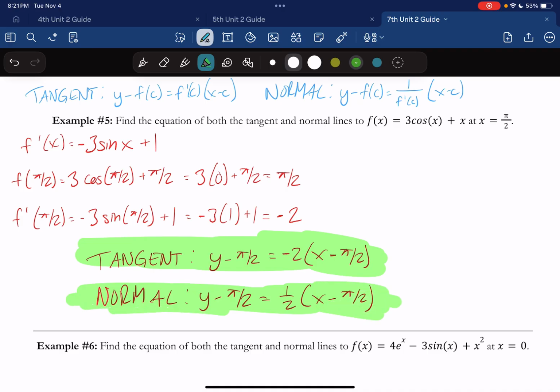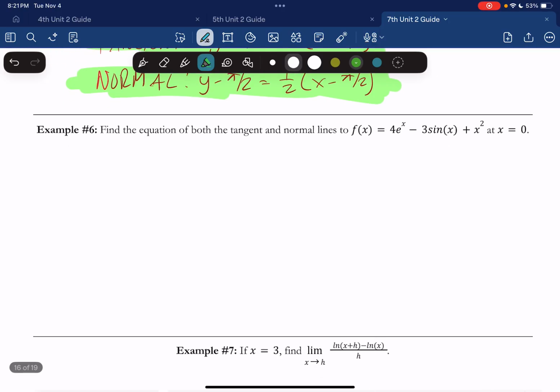Okay. All right, so same thing. Now I just have f of x is 4e to the x minus 3 sine x plus x squared, and I'm evaluating it at x equals 0. So step 1, find my derivative. So f prime of x, derivative of 4e to the x is 4e to the x. Derivative of sine is cosine, so I got minus 3 cosine x, and then derivative of x squared is 2x.